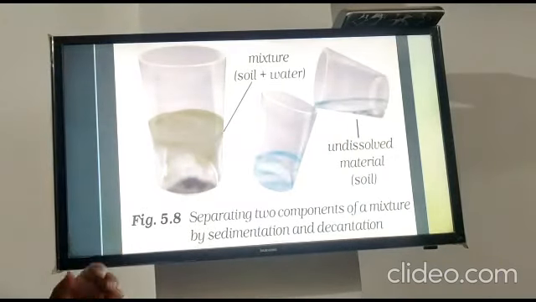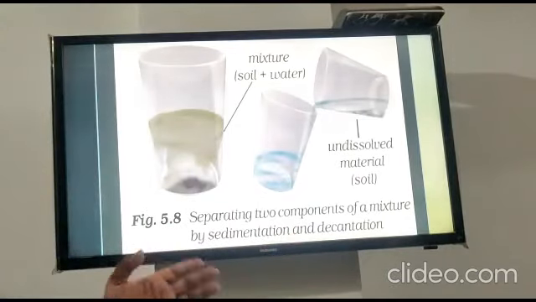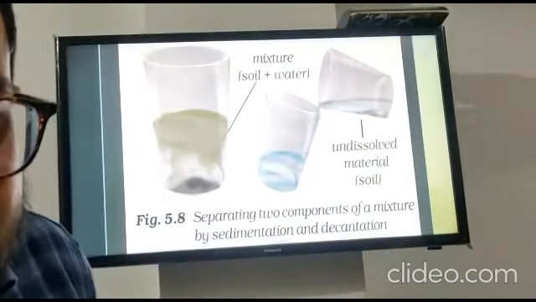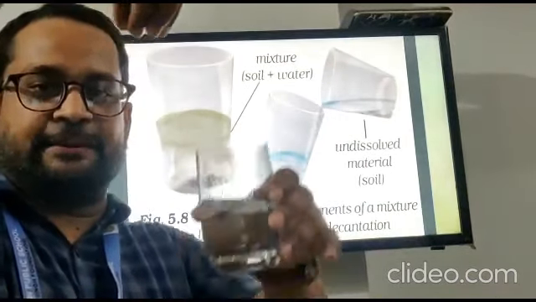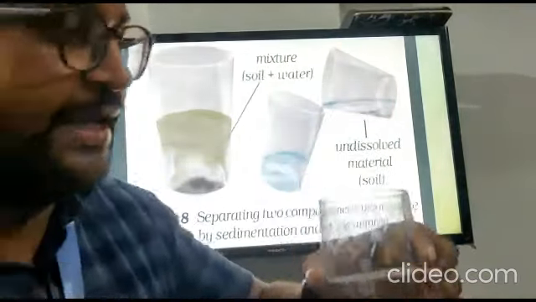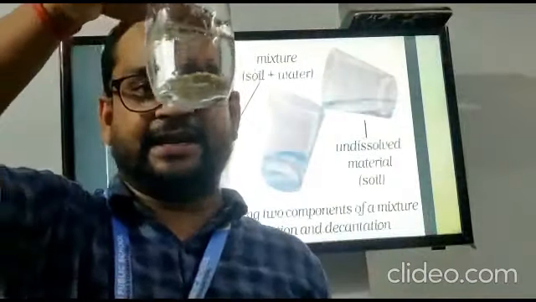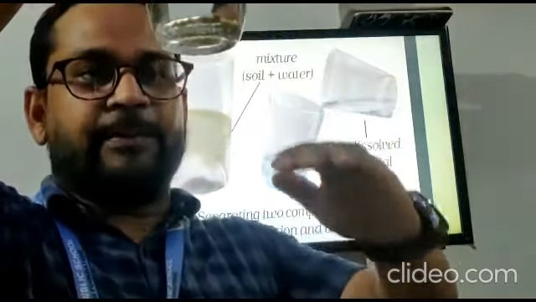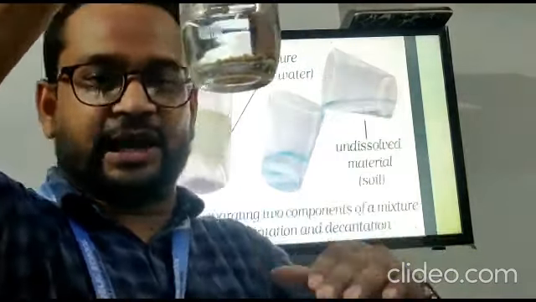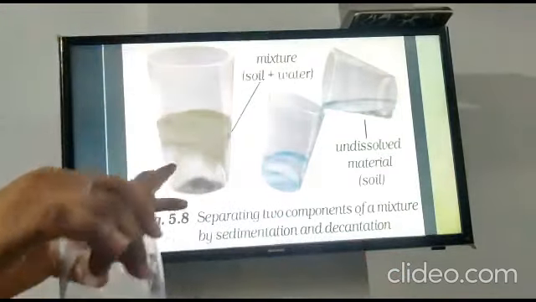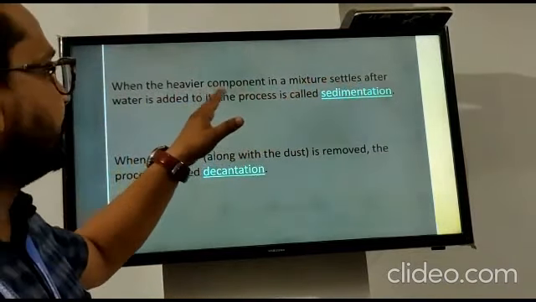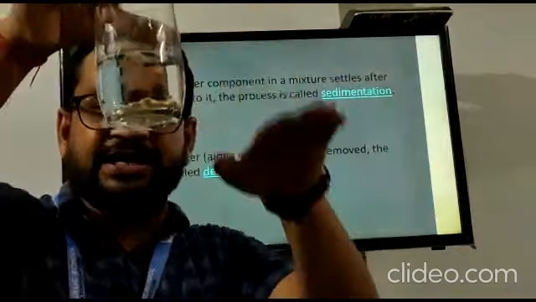Next, that is separating two components of a mixture by sedimentation and decantation. When we mix, suppose that is the impurities. When we dissolve it, after some time the heavy grains settle, that is the reason. When we use the sand, after some time the heavy particles settle down at the bottom of the glass. You can see the heavy particles are settled down. Clear? Just like this, when the heavier component in a mixture settles after water is added to it, the process is called sedimentation. When the heavy particles are settled down.